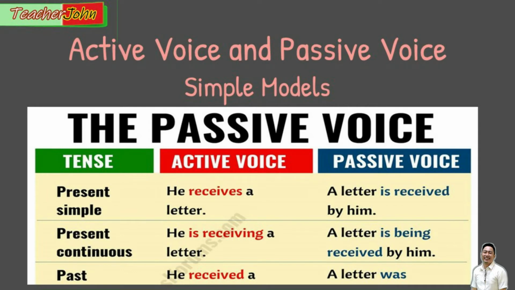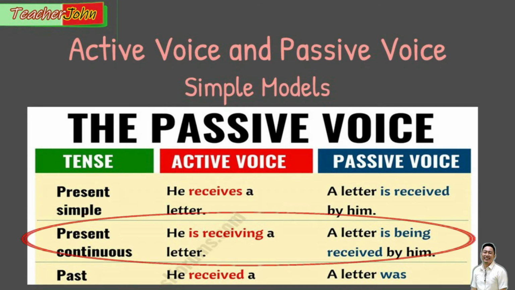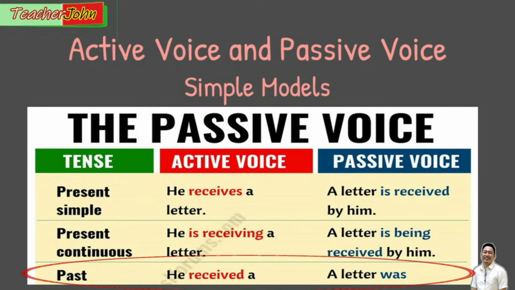Notice the verbs involved. When the verb in a sentence is in its present simple tense, just add a be verb before it and change the verb into its past participle. When the verb in a sentence is in its present continuous tense, just add a be verb before it and change the verb into its past participle. When the verb in a sentence is in its past tense, just add a be verb before it and change the verb into its past participle. I hope you got that right.